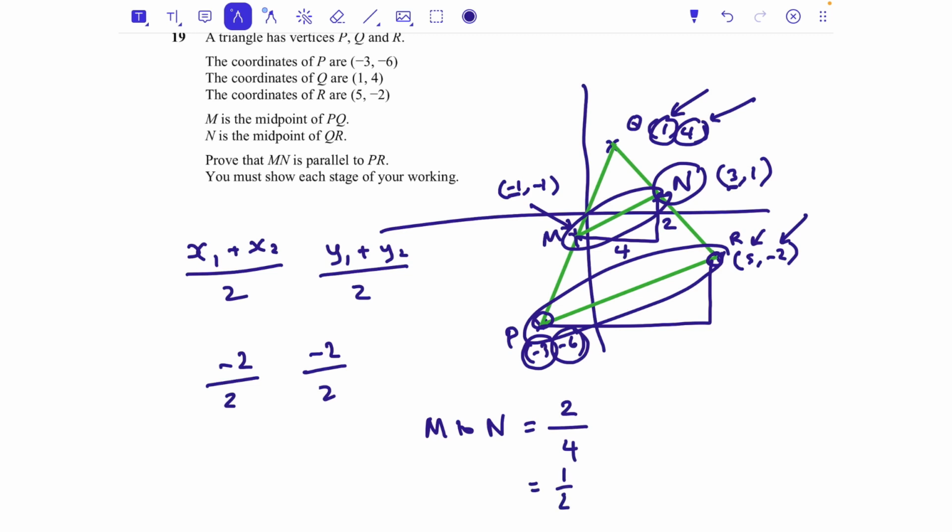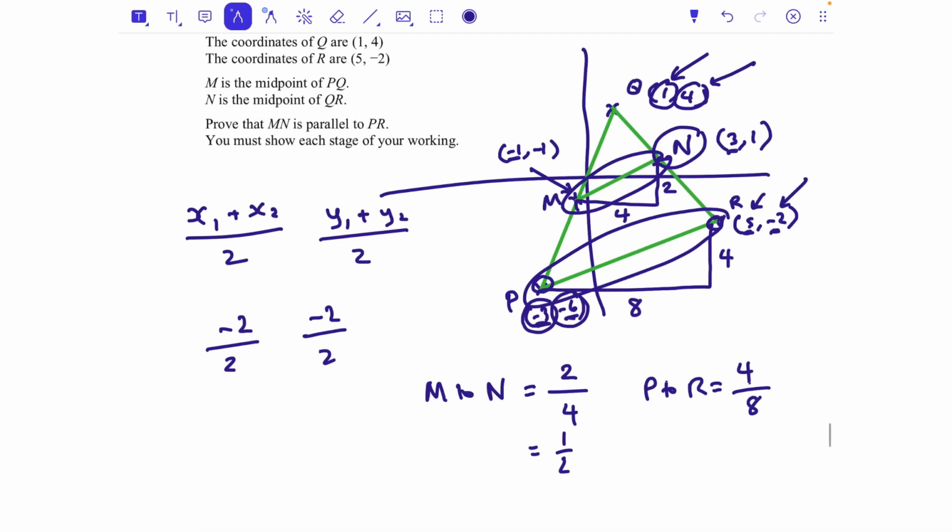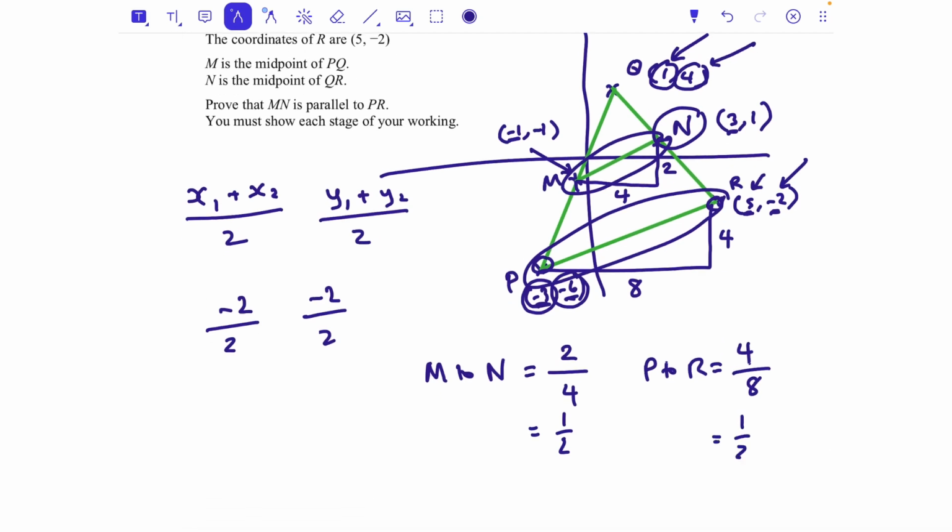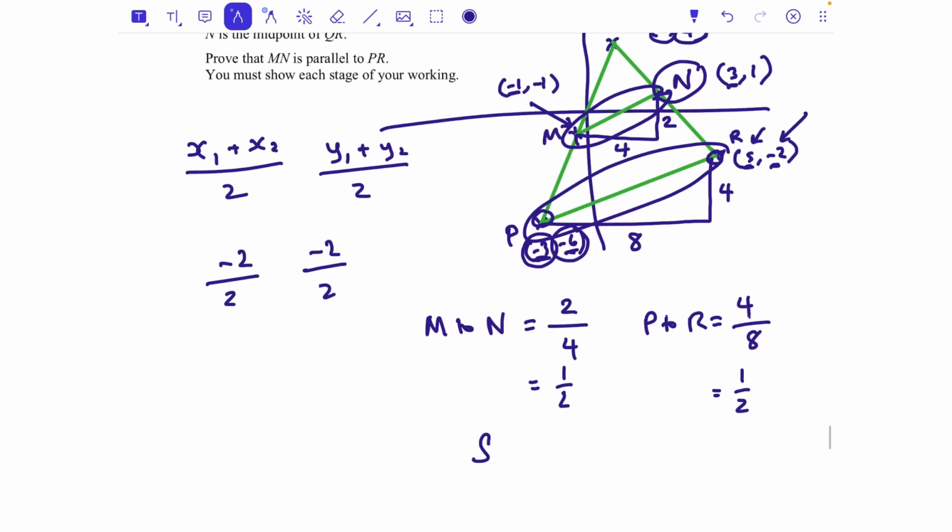For P to R, I've gone across by, now we're looking from minus 3 to 5, I've gone across by 8, and from minus 6 to minus 2, I've gone up by 4. So 4 over 8 is rise over run for the gradient, and that is also a half. So then we would say same gradient, therefore parallel.